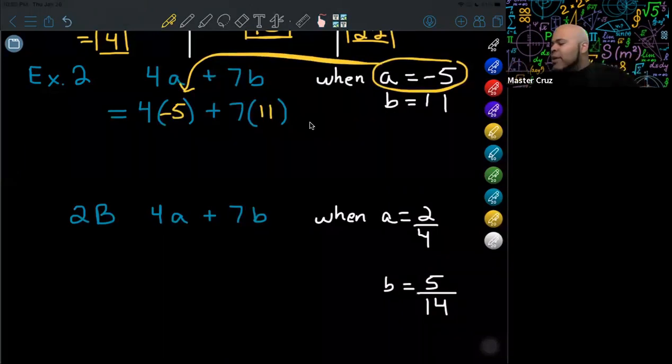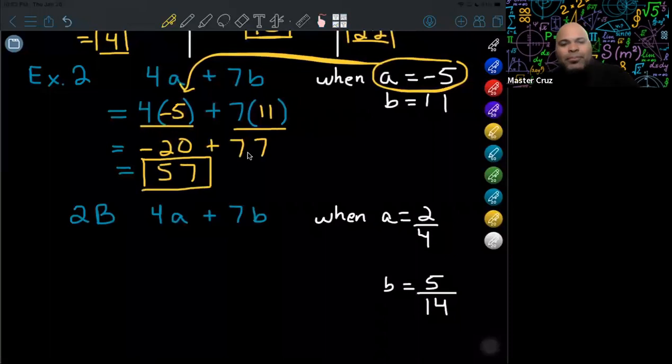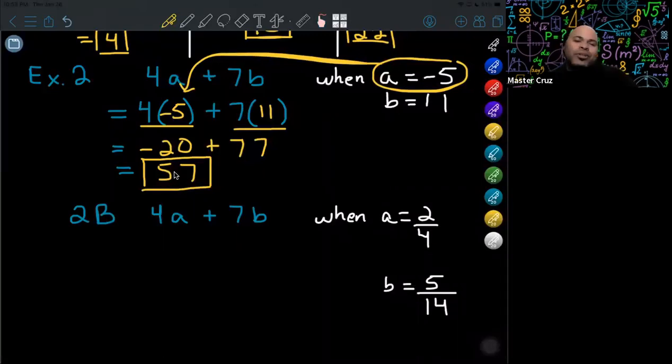Now I'm going to follow my PEMDAS from left to right. So multiplication first. 4 times -5 will be -20. And there's a plus sign, so plus. And then 7 times 11 is 77. Okay. And then -20 plus 77, that will be 57. Same sign, add; different, subtract. So you just take the big number minus the small number. 77 minus 20 is just 57. And that will be my answer. Once I get one number, I'm done.